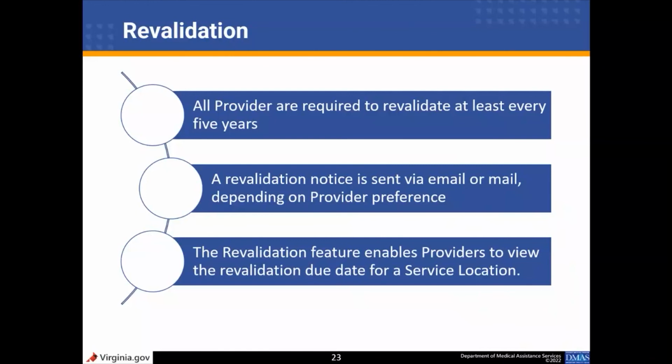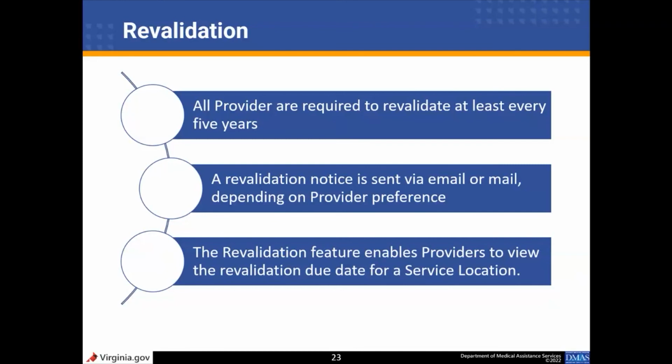So 60-day and 30-day reminder notifications are sent if revalidation has not been completed. These notifications only include the ATN and a link to the provider enrollment revalidation page. Failure to complete the revalidation may result in termination from Virginia Medicaid.